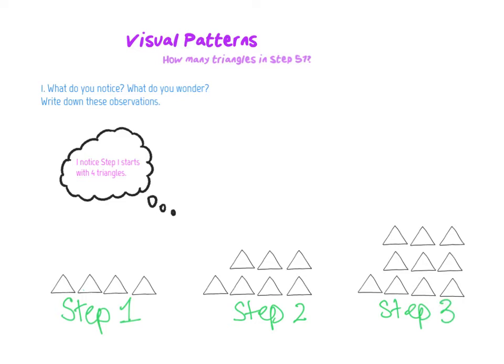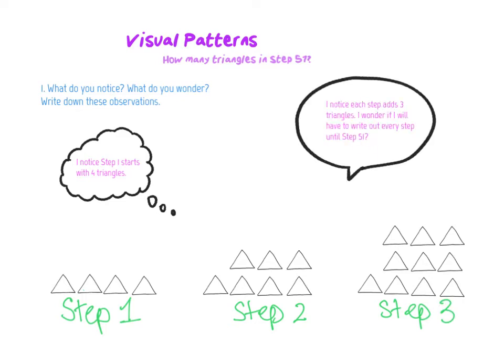Well, what else do I notice and wonder? I notice that each step adds 3 triangles. So I started here with 4 triangles. But from here I've got 4 and then 3 triangles, and another 4, 3, 3 triangles. So I'm adding 3 triangles each time. And I wonder if I'm going to have to write down every step until I get to step 51. That'd be a lot to do.